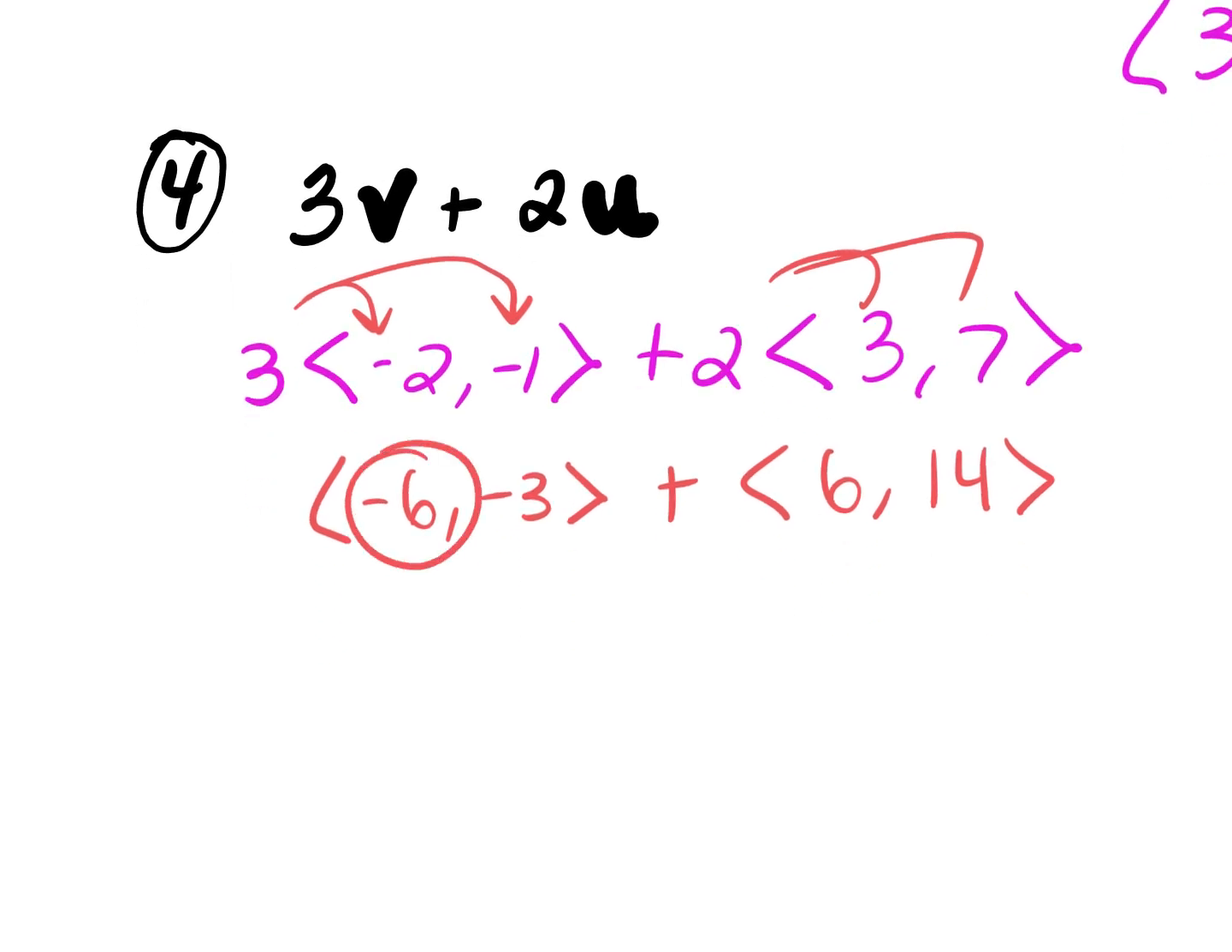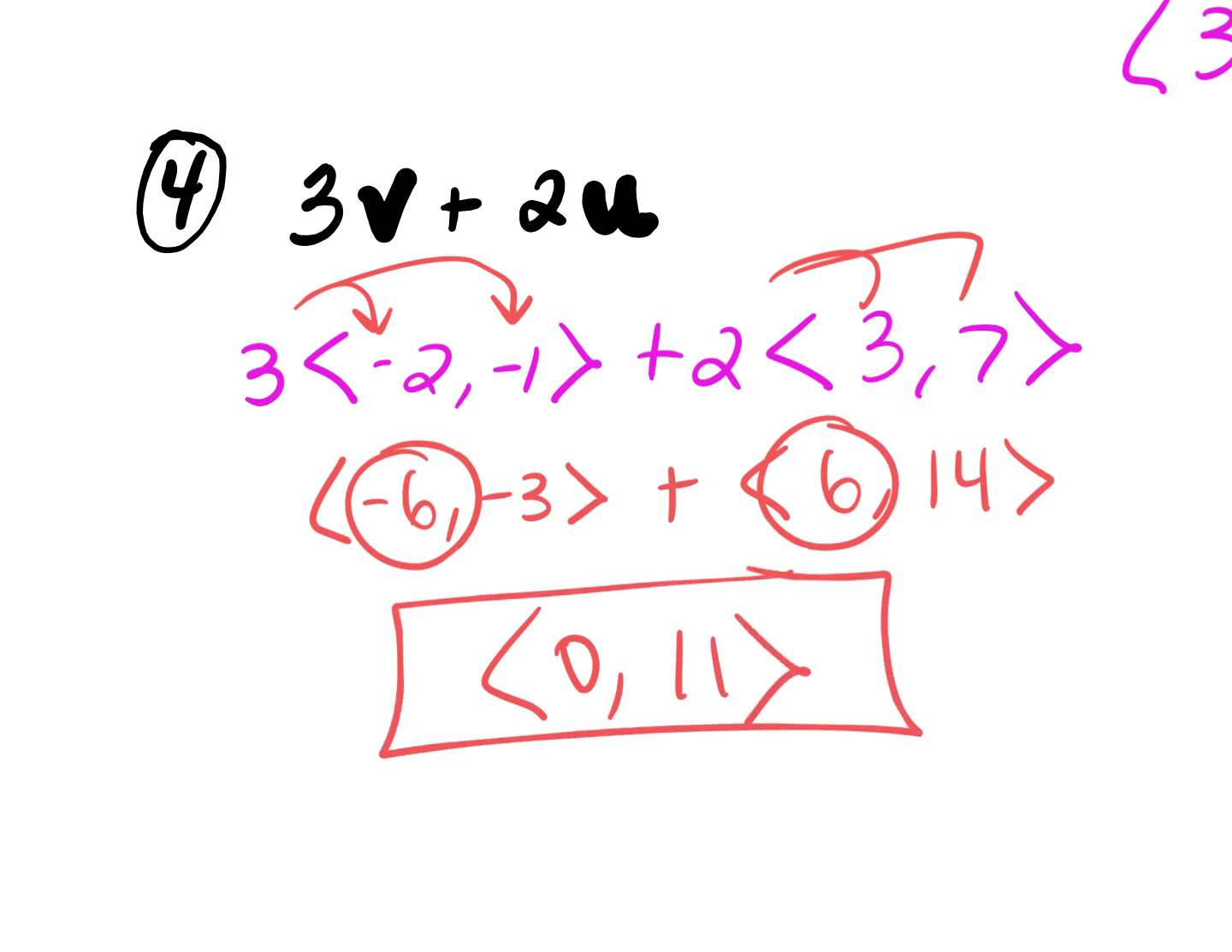First goes with first. So what does this become? What's -6 plus 6? 0. And then what's -3 plus 14? 11. Remember, you have to have your notation correct. This is not an ordered pair.